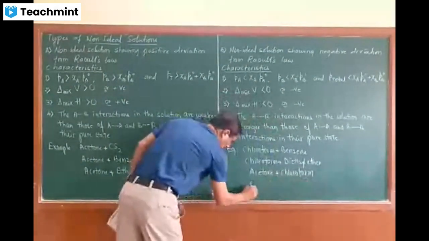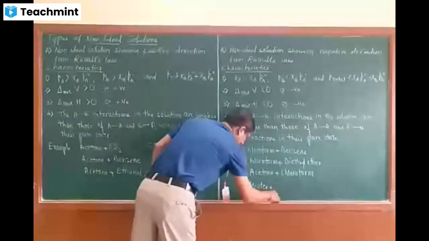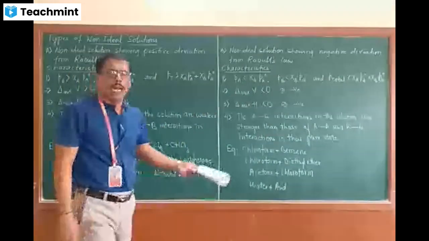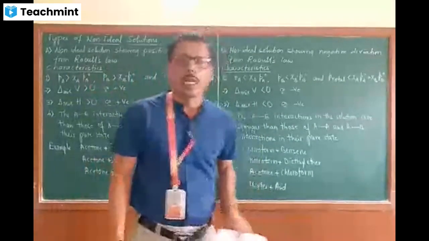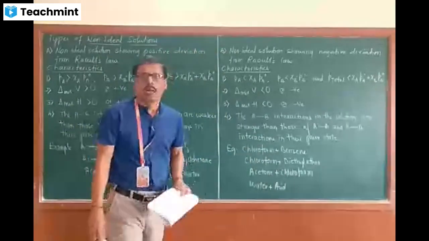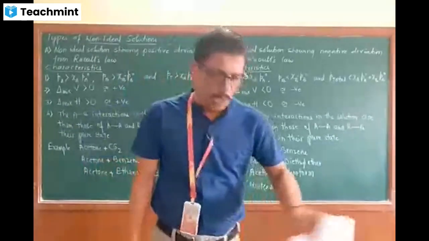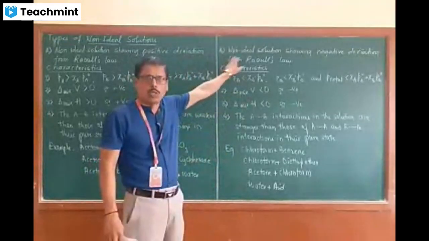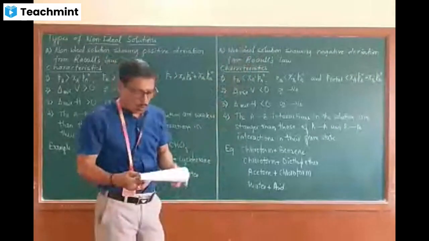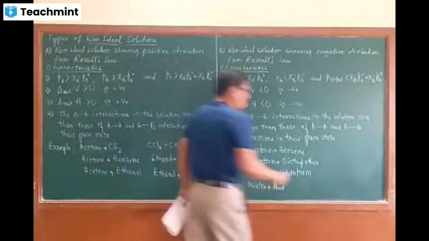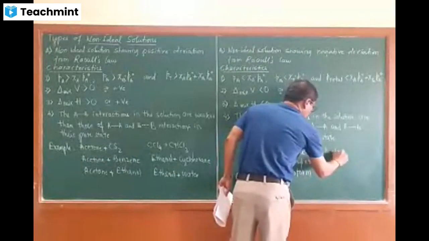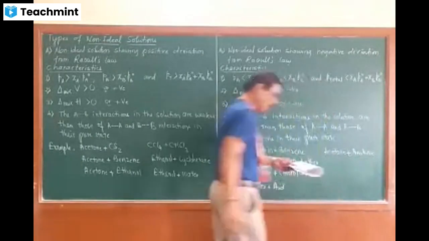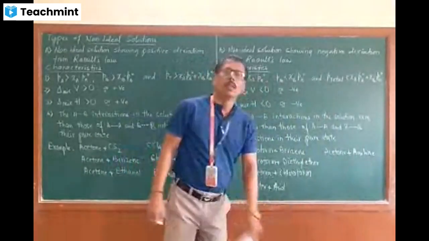Then water plus any acid. Water you may add hydrochloric acid, nitric acid, or sulfuric acid. Whatever it may be, water plus acid always forms a non-ideal solution showing negative deviation from Raoult's law. Acetone plus aniline is one more example. Is it clear?